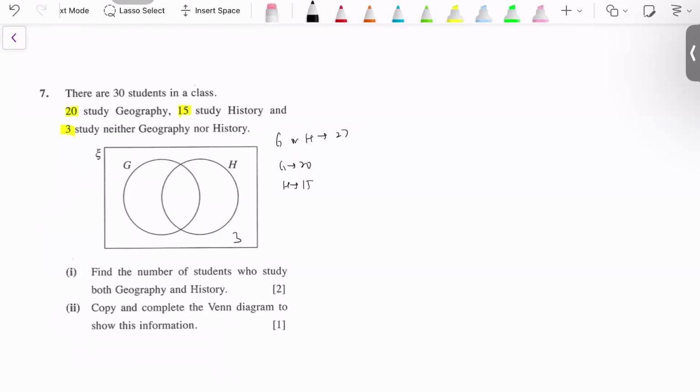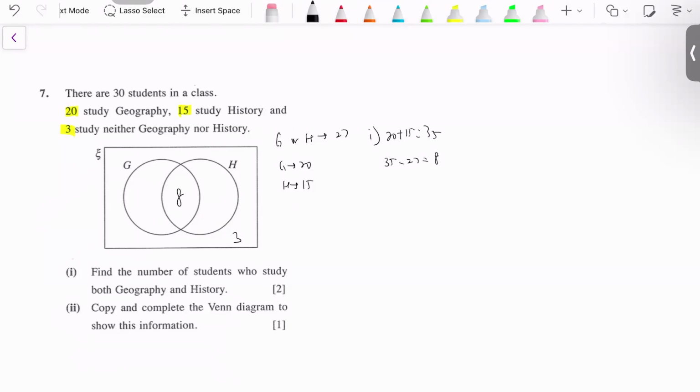First thing, for part 1, we add both geog and history together, which is 35. So those extra students must be students who study both geog and history. Okay, so how do we find how many extra students? Using the total, which is 35 minus 27, that should give us 8. So in this case, 8 students study both geog and history. So in this case, in the center is 8.